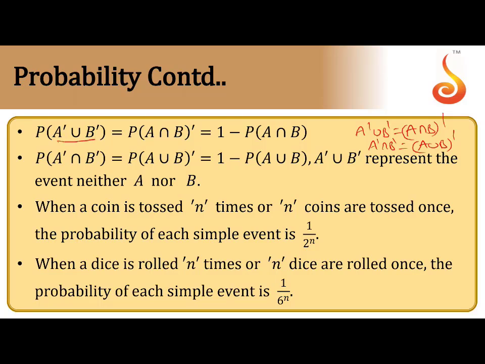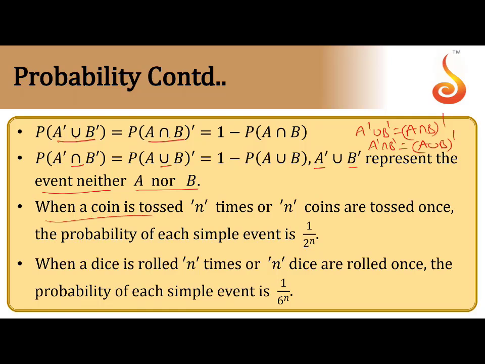So this value is equivalent to the complement of the intersection. Here union on one side becomes intersection on the other, and the same way intersection becomes union. The whole complement comes here. Then how to calculate the whole complement? 1 minus P of A intersection B, or 1 minus P of A union B. So A dash union B dash represents neither A nor B. In that case you use A dash union B dash. Next, when none of them occurs, in that case you can take A dash intersection B dash.